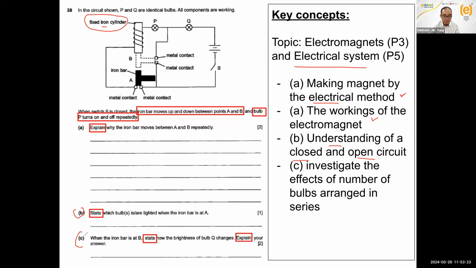And part C, what is the concept that you need to know? You need to know or investigate the effects of the number of bulbs arranged in series. Right? So meaning, if you put them in series and add more bulbs, what happens to the brightness? If you remove bulbs, what happens to the brightness of the remaining bulbs? Can you remember or not? So we can see this question, even though it's one question, tests multiple concepts, right? So not that easy, okay, but I'm sure you guys can do it.